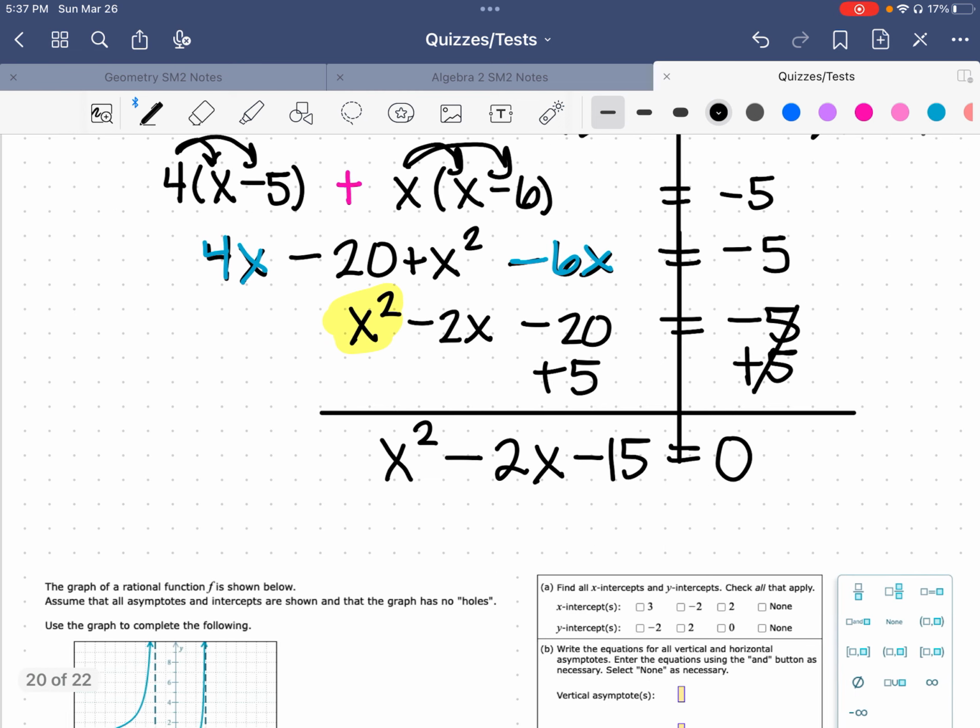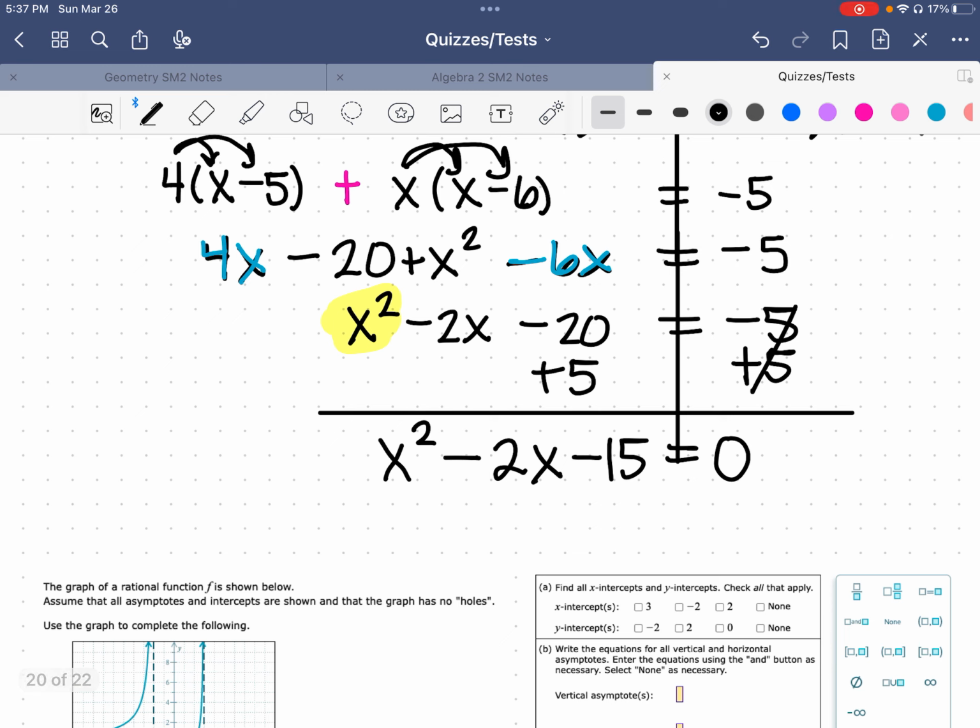And now I'm going to go ahead and I'm going to factor one last time. I'm going to go ahead and say that x squared is x times x. And 15, it is negative, so I do have a positive and a negative.